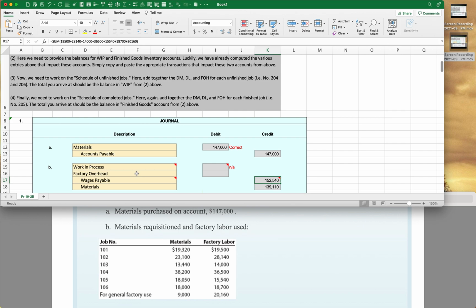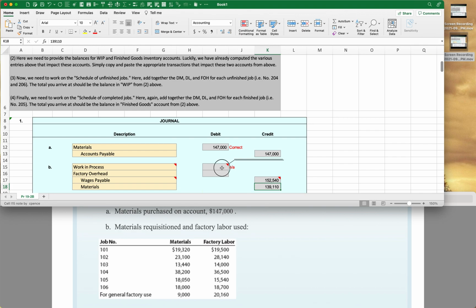So basically, we'll add up all of the materials, put it as a reduction to materials, as a credit to materials. We'll add up all of the labor charges that were incurred for factory and pay the laborers, right? Wages payable, it could have been cash. But the way we're going to separate these items out is going to be interesting next.